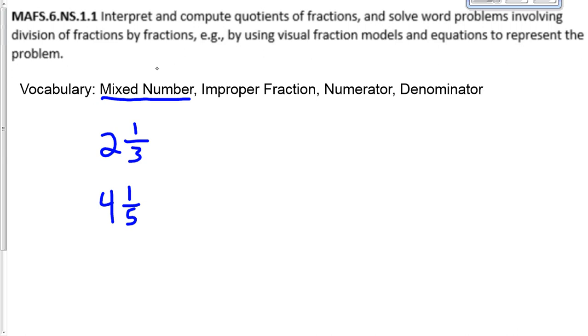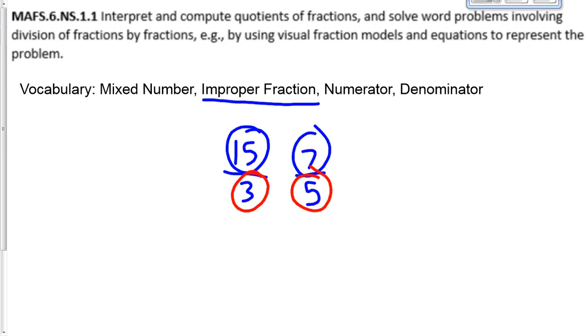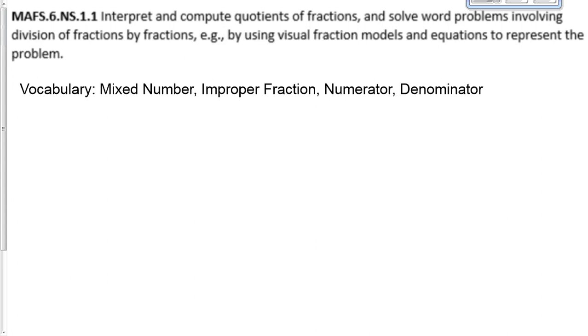All right, let's look at improper fractions. Improper fractions are when the numerator is bigger than the denominator, such as 15/3 or 7/5. When the numerator is bigger than the denominator, you have an improper fraction. And then some other key terms are numerator, the number on the top of a fraction, and denominator, the number on the bottom of a fraction. So let's look at how I convert one way to another.